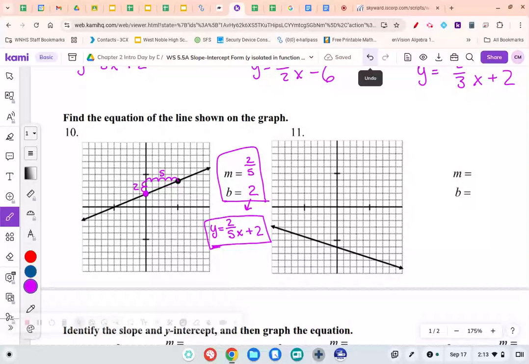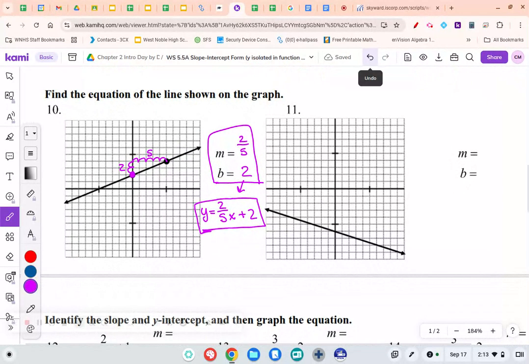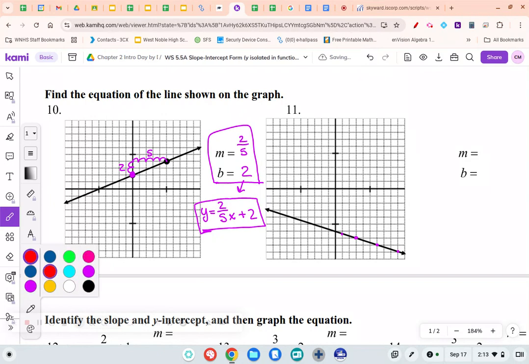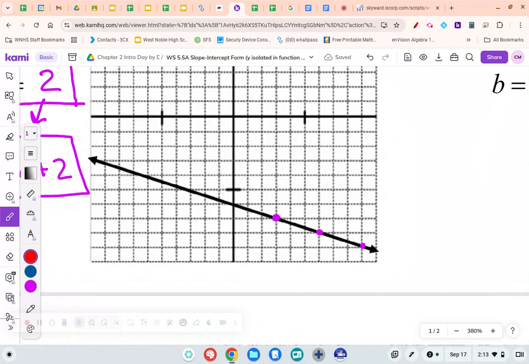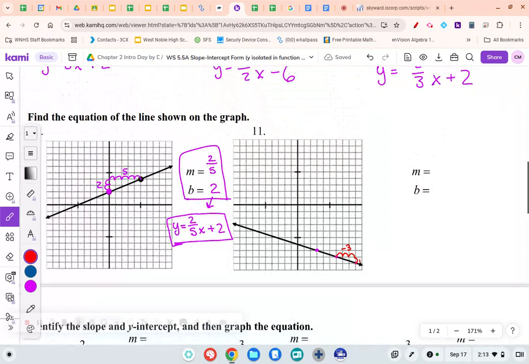The next one, they did not give us any pretty points. When I say pretty points, I mean where your line crosses your graph at a nice intersection. You don't want to use like one of these middle points, I'll put it in red, because you don't know what that decimal is. You're just guessing at that point. So I highlighted in purple a couple pretty points here. We can count our slope. So we rise 1. We run left 1, 2, 3, so that's a -3. So our slope is 1 over -3.